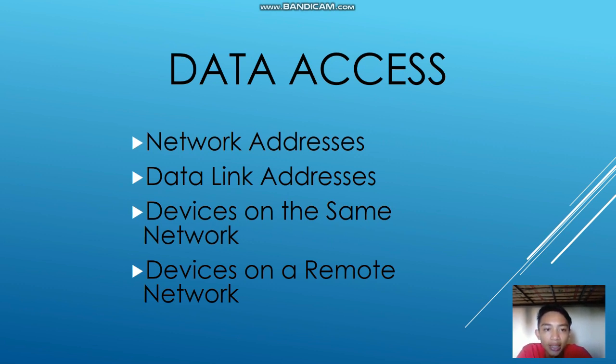Data access, the network addresses. The network and data link layers are responsible for delivering the data from the source device to the destination device. Data link addresses. Data link or layer 2 physical addresses have a different role. The purpose of the data link address is to deliver the data link frame from one network interface to another network interface on the same network.